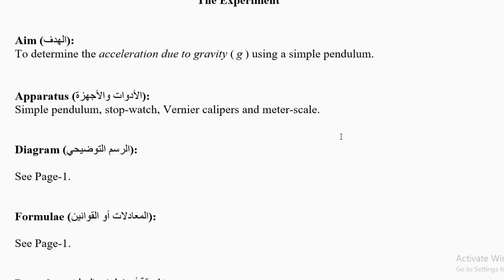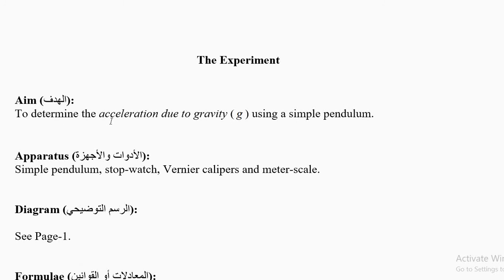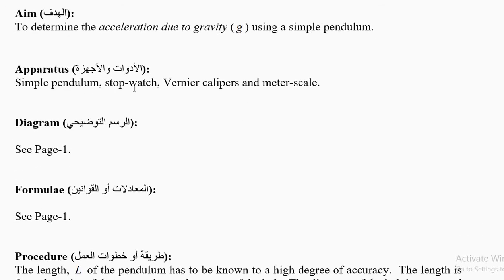Now, how do you do the experiment? The aim of the experiment is to determine the acceleration due to gravity using a simple pendulum. g is the symbol. What is the apparatus? Simple pendulum, stopwatch, vernier calipers, and meter scale. Why do you need vernier calipers? You need to know the diameter of the mass, or the size of the mass.